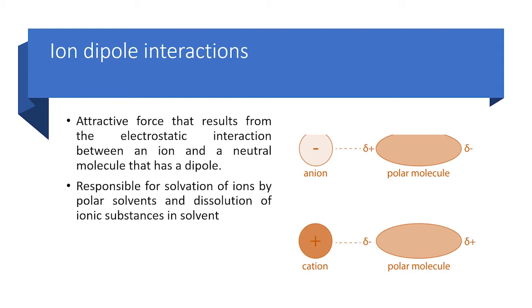We know each ion, the cation and anion, is attracted by the dipole of water. The water molecule has permanent polarity and a dipole moment. So the positive part of the dipole attracts the anion and the negative part of the dipole attracts the cation. This sort of ion-dipole interaction facilitates the dissolution of the ionic compound in the polar solvent. So we can generally say the ion-dipole interactions are responsible for solvation of ions by polar solvents and dissolution of ionic substances in water.